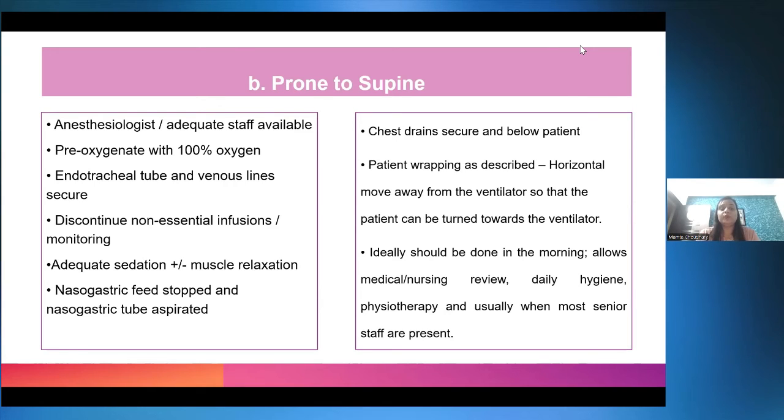Nasogastric feed needs to be stopped and the nasogastric tube should be aspirated to reduce the risk of aspiration. Chest drains need to be secured. Patient wrapping should be done as described in the previous procedure when we were shifting the patient from supine to prone position. Horizontally move the patient away from the ventilator so that the patient can be turned toward the ventilator. Ideally, it should be done in the morning, which allows medical and nursing review, daily hygiene, physiotherapy, and usually when most of the nursing staff is present.